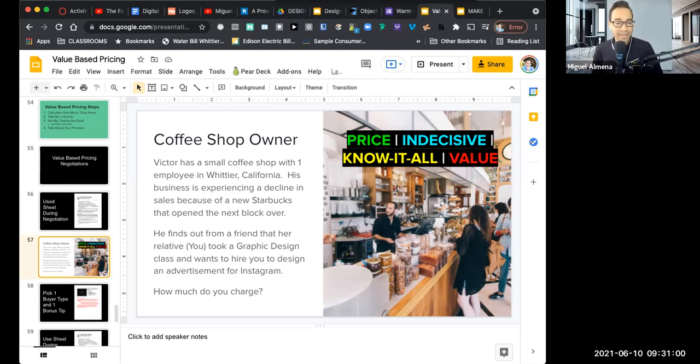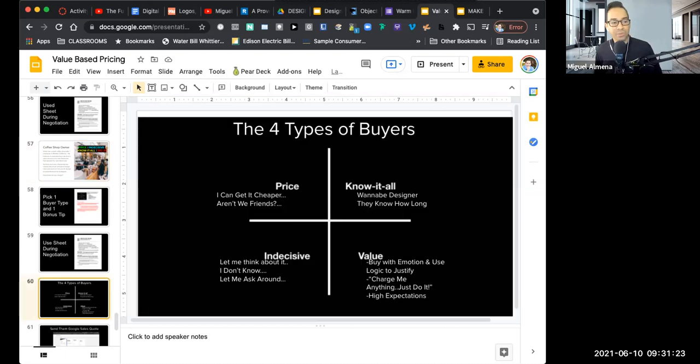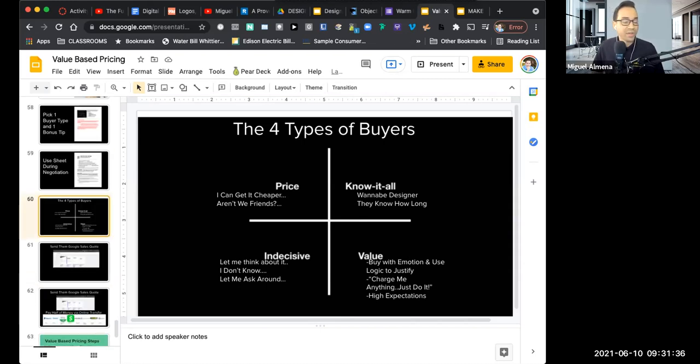Okay, so let's go back to this exercise as well, the coffee shop owner exercise. So just a quick recap, right? Anytime anyone comes to you to price, you want to size them up. You want to literally see how much they're worth, based on their assets, based on what they own, based on where they work, based on everything. And we did this exercise, and we basically pretended that we were a certain type of buyer. And we had to determine, is Victor a price buyer, know-it-all, indecisive, or a value buyer? So we had a little bit of fun yesterday doing that, right? So that was a fun exercise.